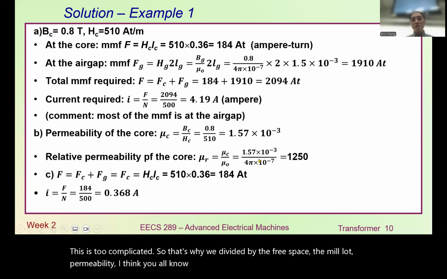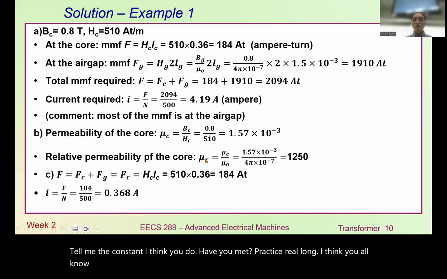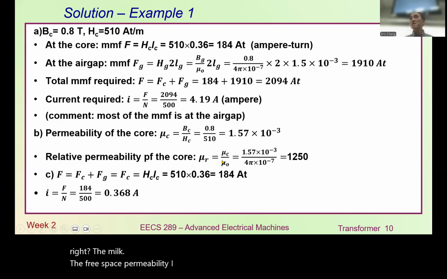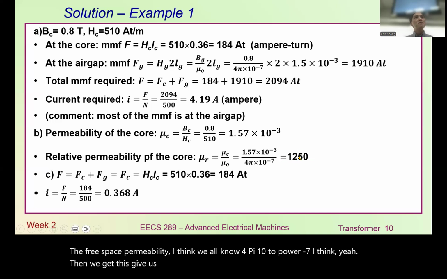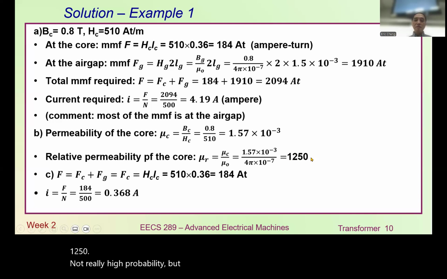So do remember this parameter constant. Have you memorized this? Mu naught, the free space permeability. I think we all know, 4 pi 10 to power minus 7. Then this gives us the mu R 1250. So that means the magnetic core has a mu R equal to 1250. Not really high permeability, but reasonable for a relay.